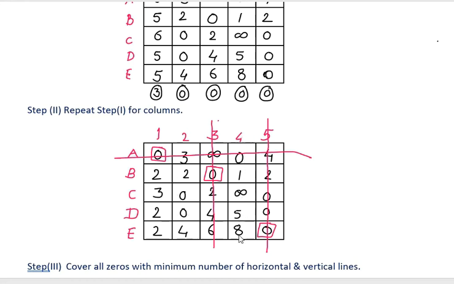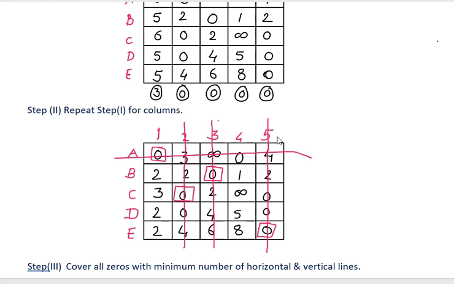In the fourth column, there is no zero. Now again look at the rows containing a single zero. In the first and second rows, an assignment is already made. Now look at the third row. The third row contains a single zero. So make an assignment in the third row and draw a vertical line because we are making an assignment in a row. So all zeros are covered, and how many lines have we drawn? 3 vertical lines, 1 horizontal line.